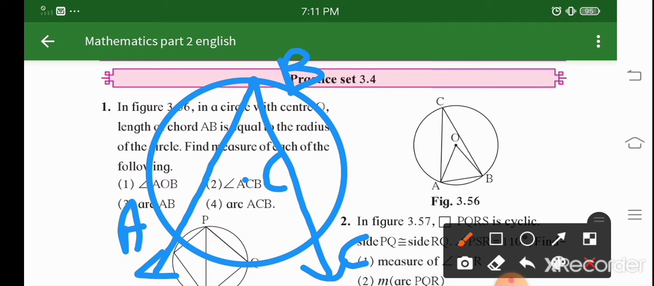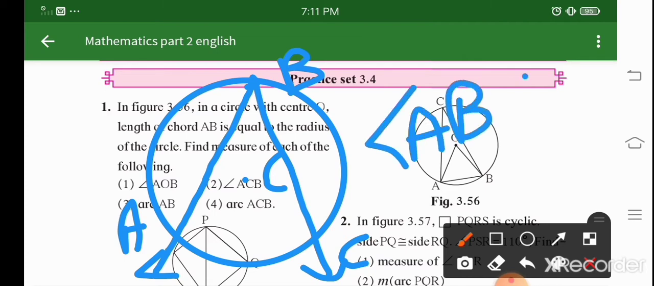Can you see the vertex? This vertex is on this circle. Whenever your vertex is on the circle, you can say that this angle, that means angle ABC, is your inscribed angle. I think this is clear. The vertex, this point B, is on this circle. It should not be outside the circle, nor inside the circle, it should be on the circle. That time you can say that angle ABC is your inscribed angle. I think this is clear.